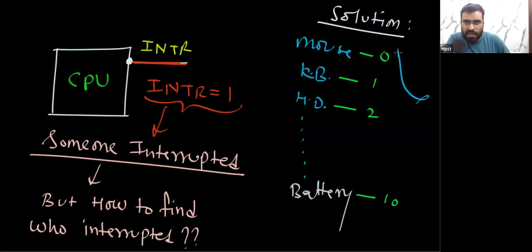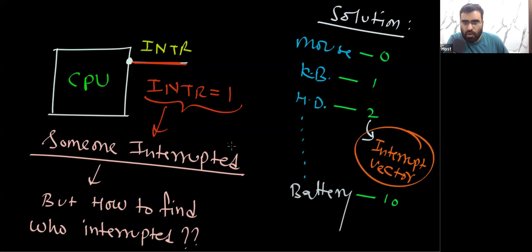What we will do is give a unique identification number to every type of interrupt. If an interrupt is coming from the mouse, then the mouse has its number. This number is called the interrupt vector, or I can say it is called the interrupt number. So remember, this number is called the interrupt vector. You can call it interrupt vector or you can call it interrupt number.